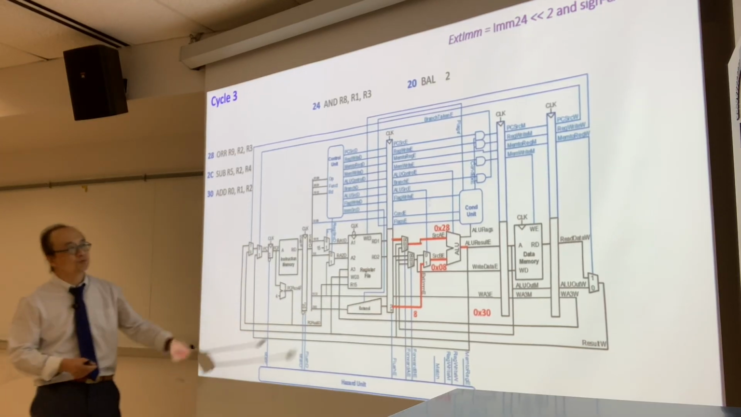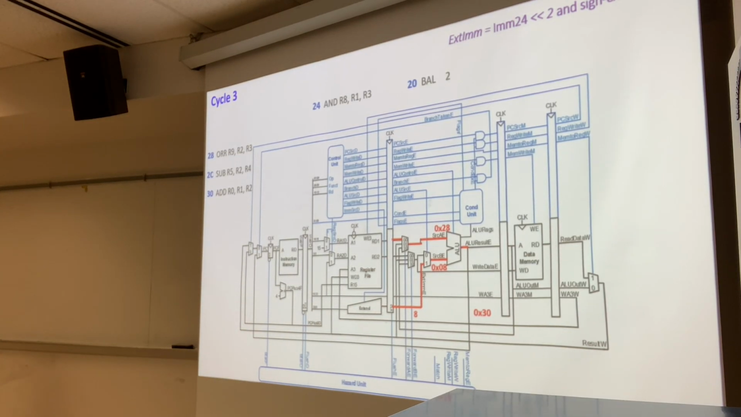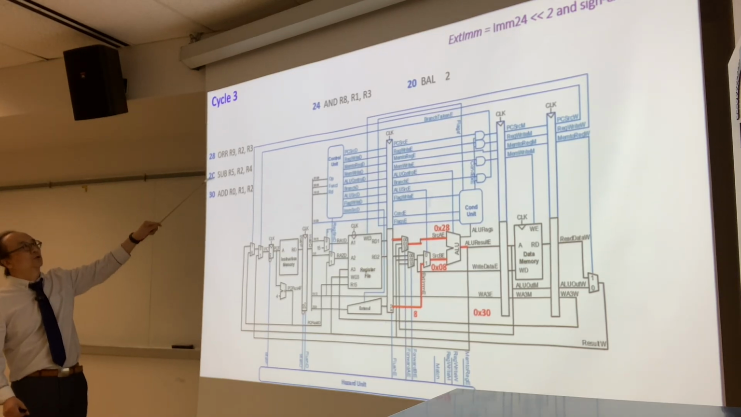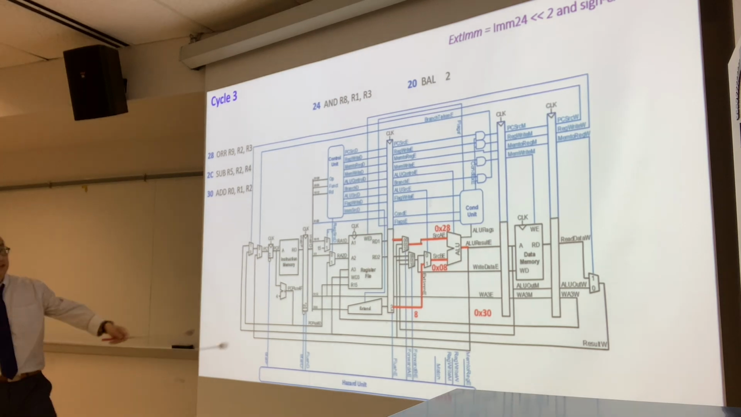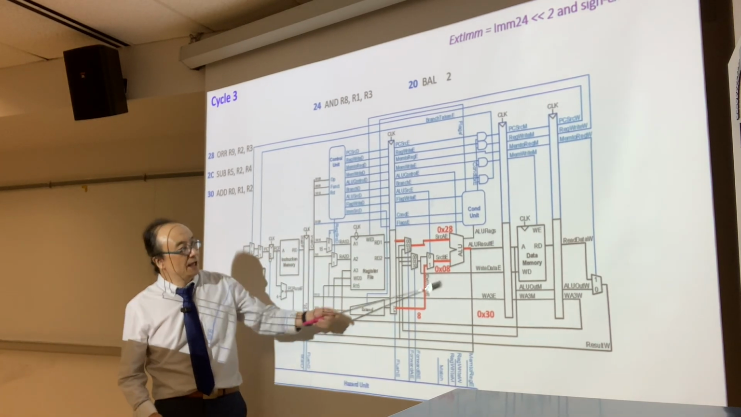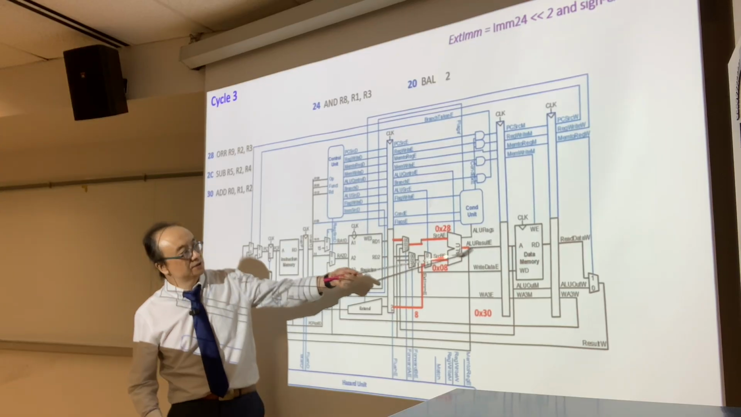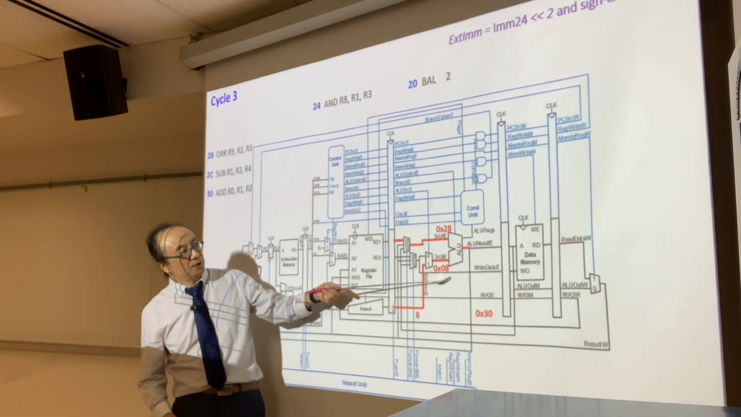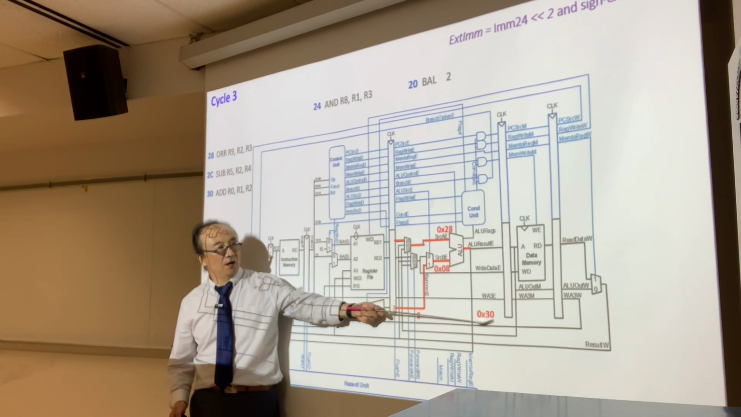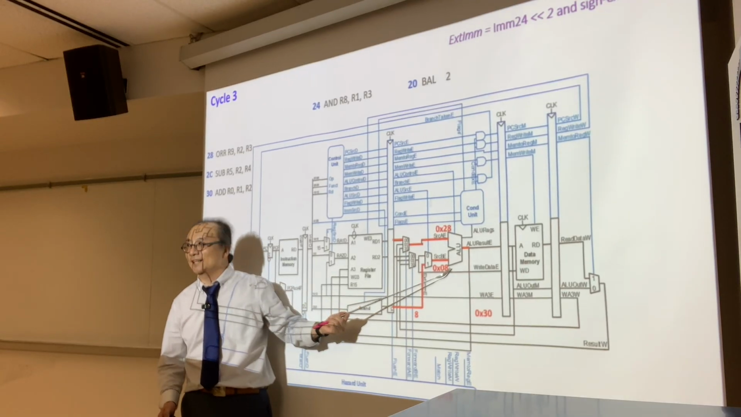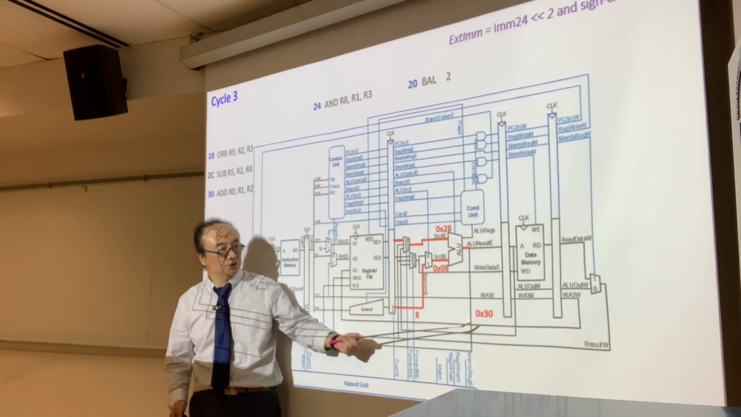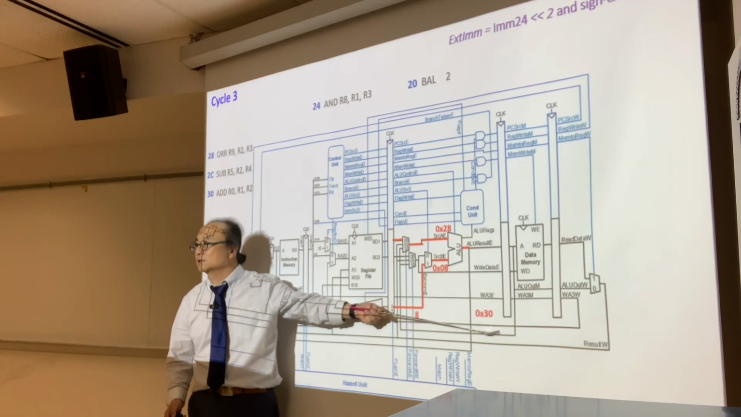But for this one, we have a 24-bit immediate value. We need to shift left by 2 to match up and go to the correct instruction address. So that's that. And then we have 8 and the result. Okay, so 28 plus 8 is hexadecimal 30. 8 plus 8 is 16. Hexadecimal 16 is 0, carry 1, so 0x30.